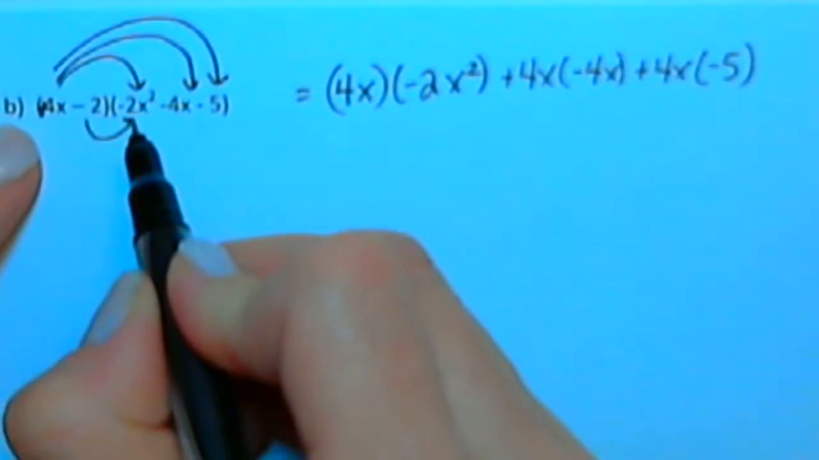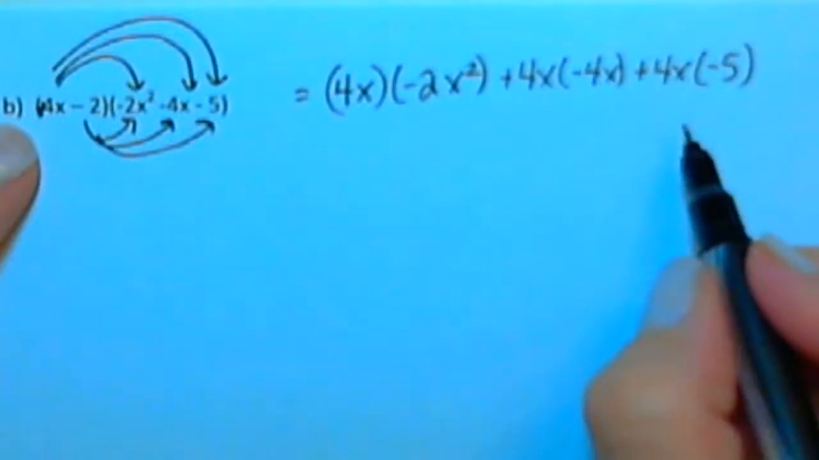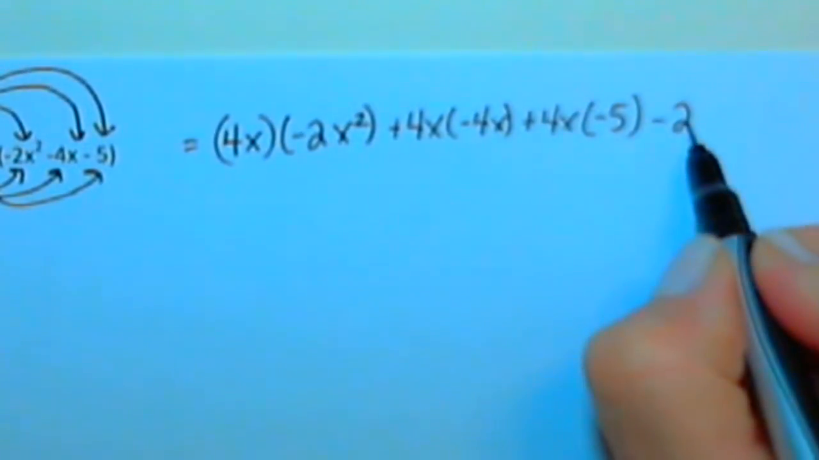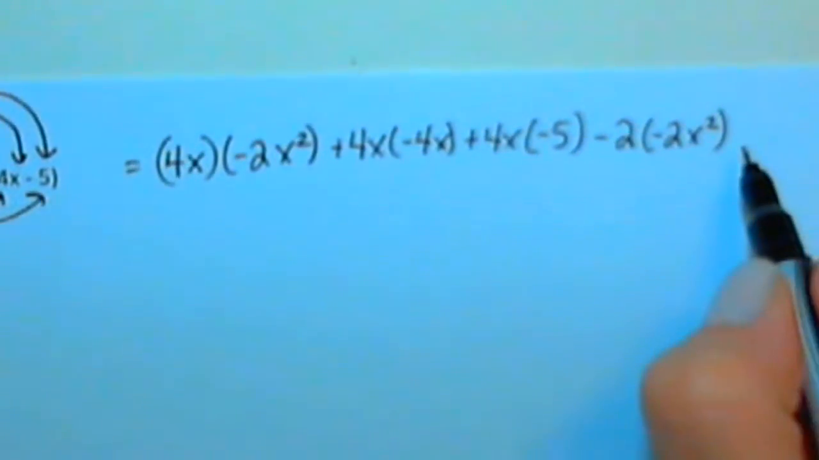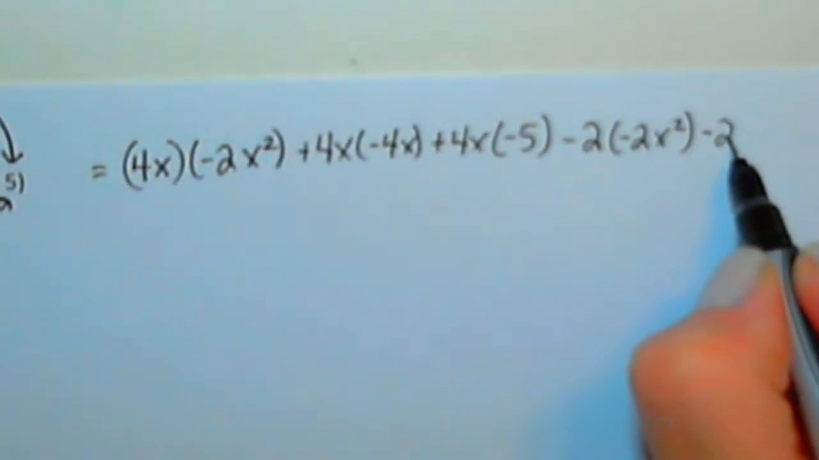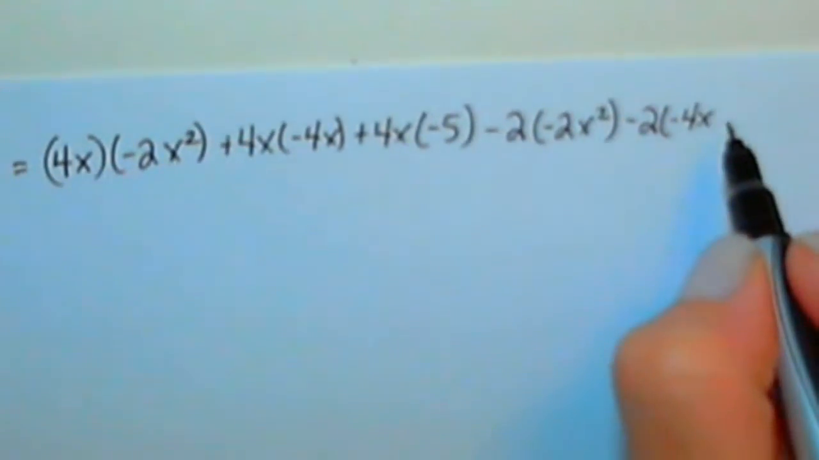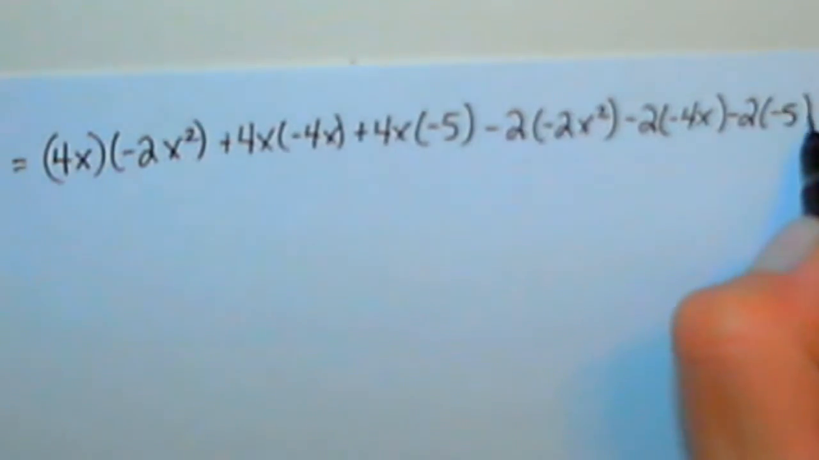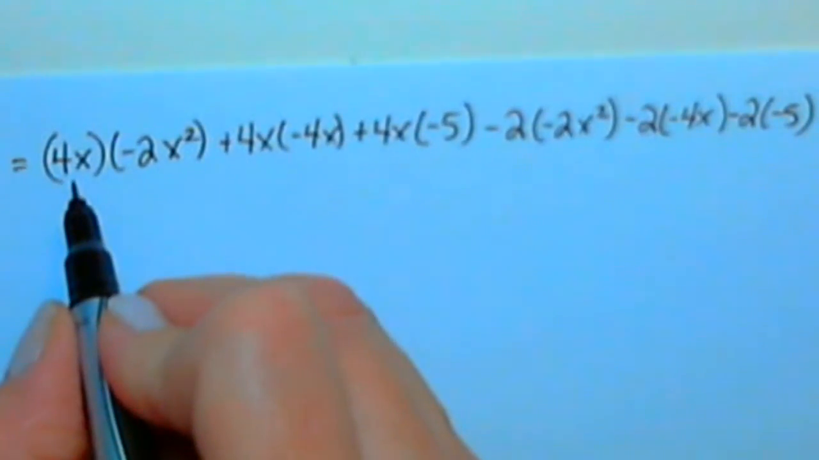Now, I'm going to pass out this negative 2 to all three of those. And I'm going to get negative 2 times negative 2x squared, minus 2 times negative 4x, and minus 2 times minus 5. Now if you can do this in your head, you don't need to show all this work, but sometimes you get stuck making mistakes if you don't show all your work.